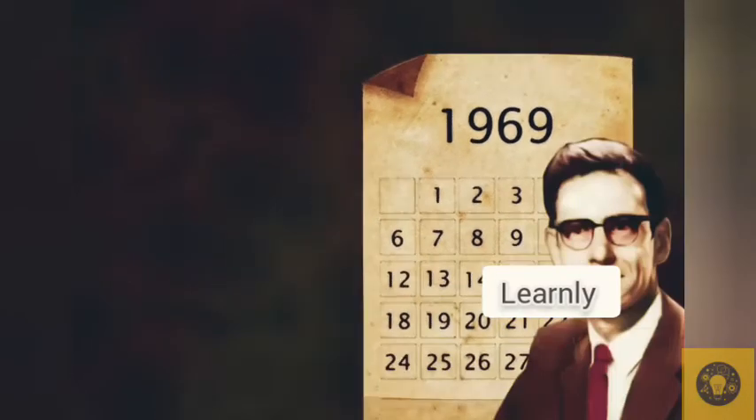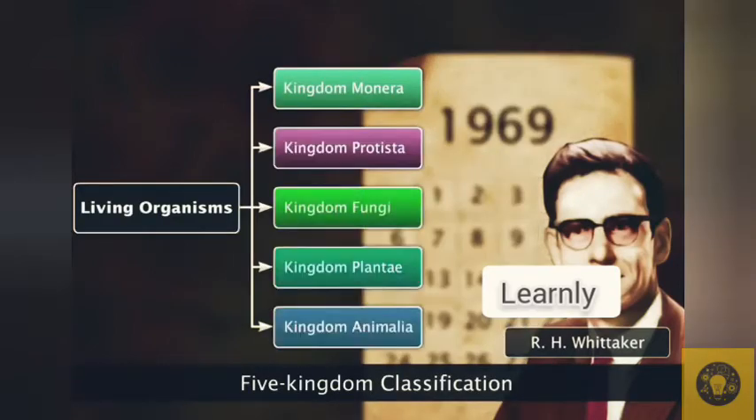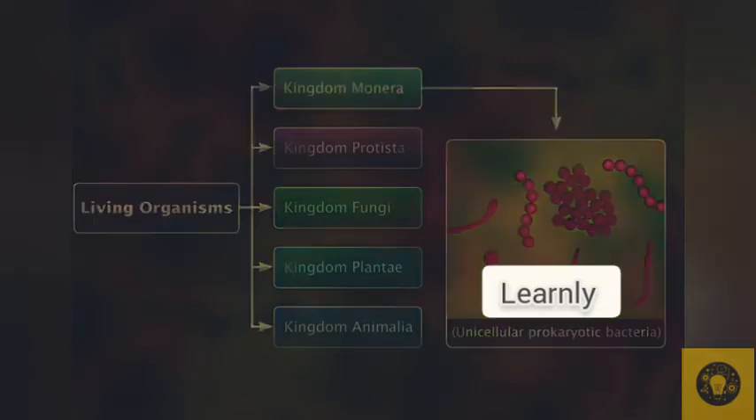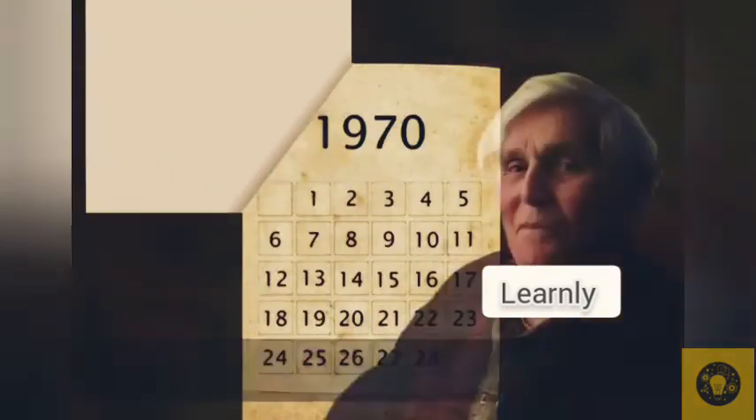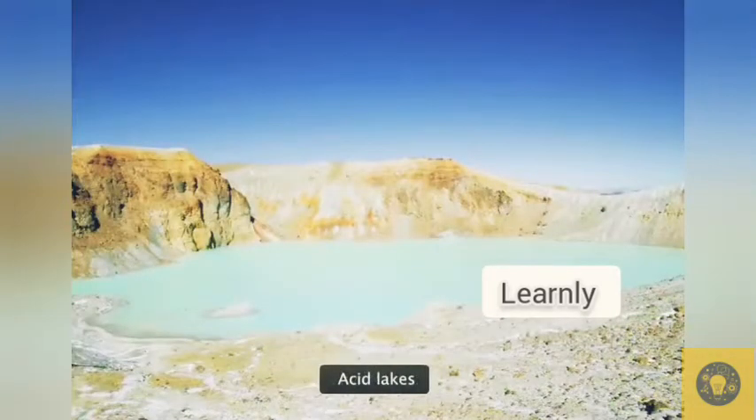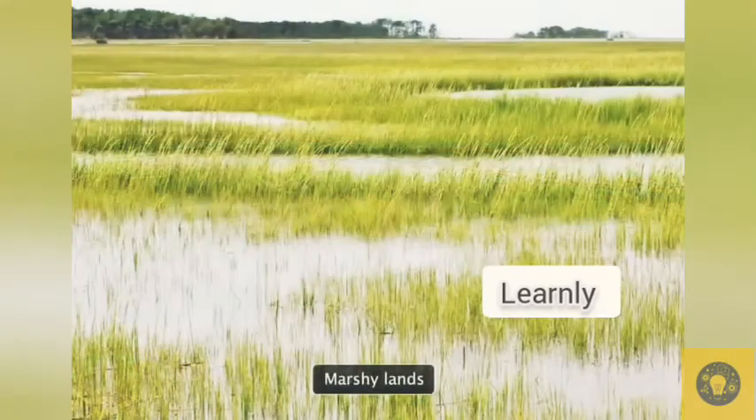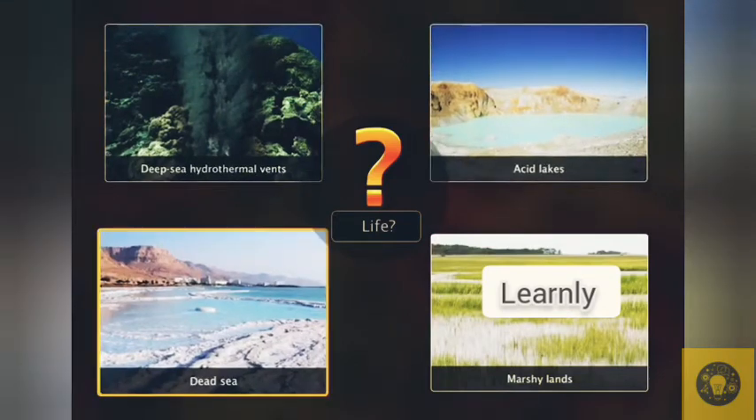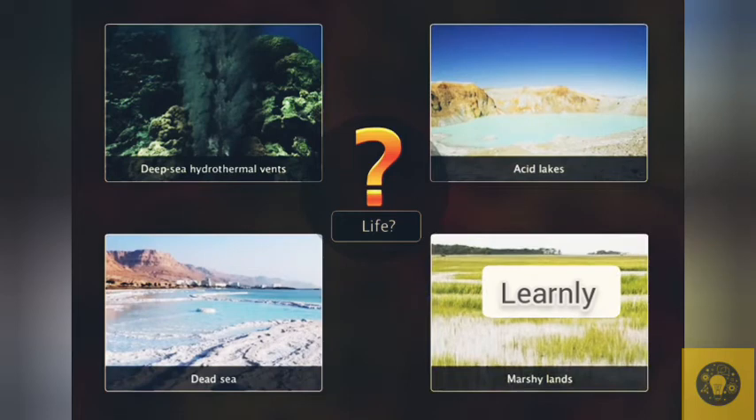In 1969, R. H. Whittaker classified life into 5 kingdoms. This system has placed all prokaryotic, unicellular bacteria under Kingdom Monera. During early 1970s, Dr. Carl Woese found an unknown group of prokaryotic organisms living in extreme environments. These organisms inhabited the deep-sea hydrothermal vents, acid lakes, the Dead Sea, marshy lands, environments that were never suspected to contain a profusion of life.